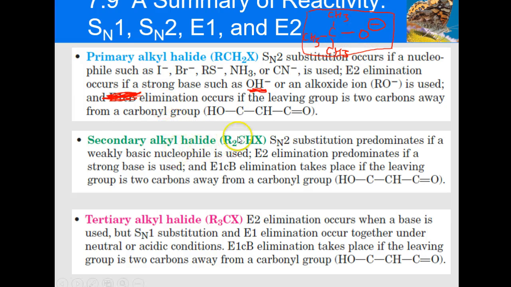Secondary alkyl halides: SN2s, E2s, SN1s, E1s all occur. They don't really talk too much about it, but they can. You can also do SN1s. We'll talk about it in class a little more. If you have weak nucleophiles, you'll do SN1s and E1s. Strong nucleophiles, you do SN2s and E2s. For tertiaries, E2s, E1s, and SN1s. We're not going to worry about the E1CBs. Okay, so that's a good summary of everything.